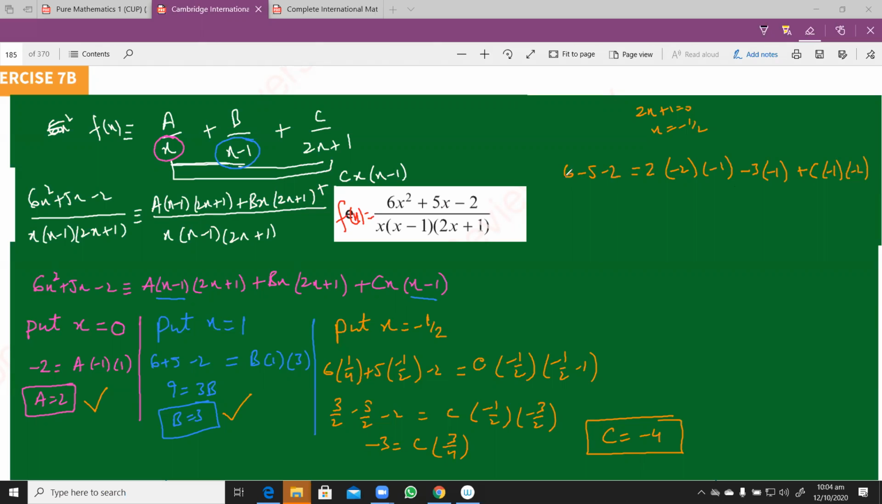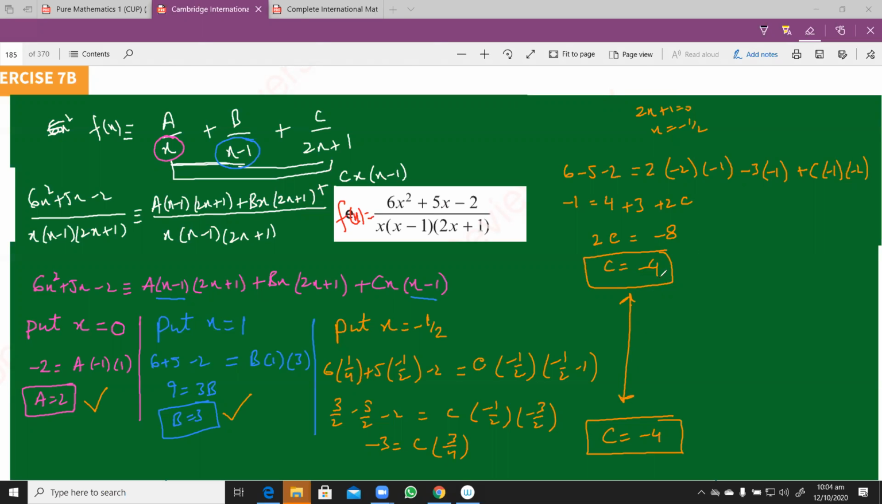Look at this. This is 6 minus 7, that is minus 1. This is 4. This is plus 3. And this is plus 2c. Okay? So this 2c is equal to minus 8. And your c is minus 4. You see that you're getting the same value.